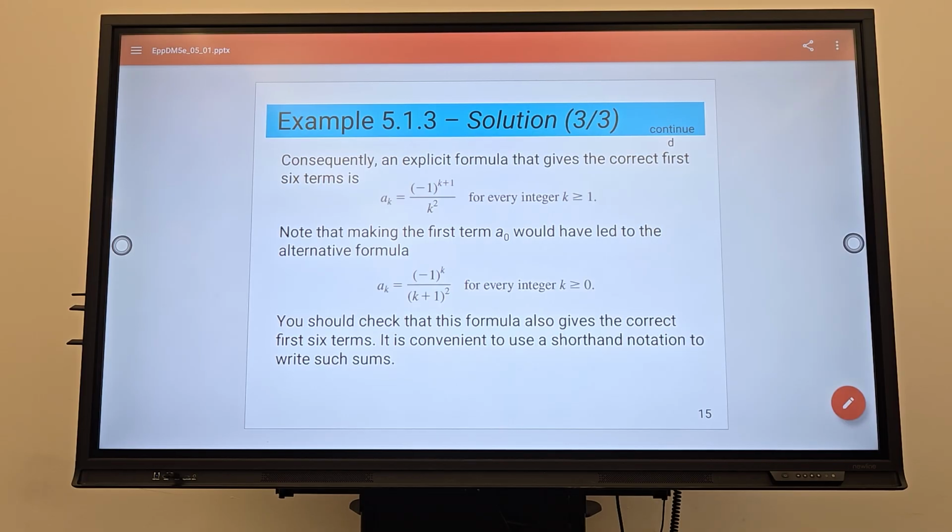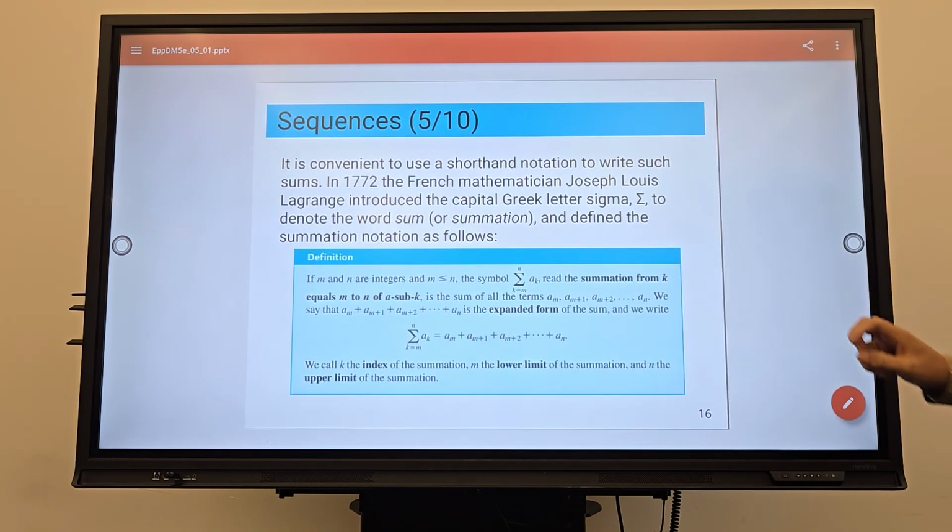It is convenient to use a shorthand notation to write such sums. The shorthand notation for writing sums was introduced in 1772 by the French mathematician Joseph Louis Lagrange. He introduced the capital Greek letter sigma to denote the word sum or summation. You might have seen that in algebra, Algebra 2, I think.